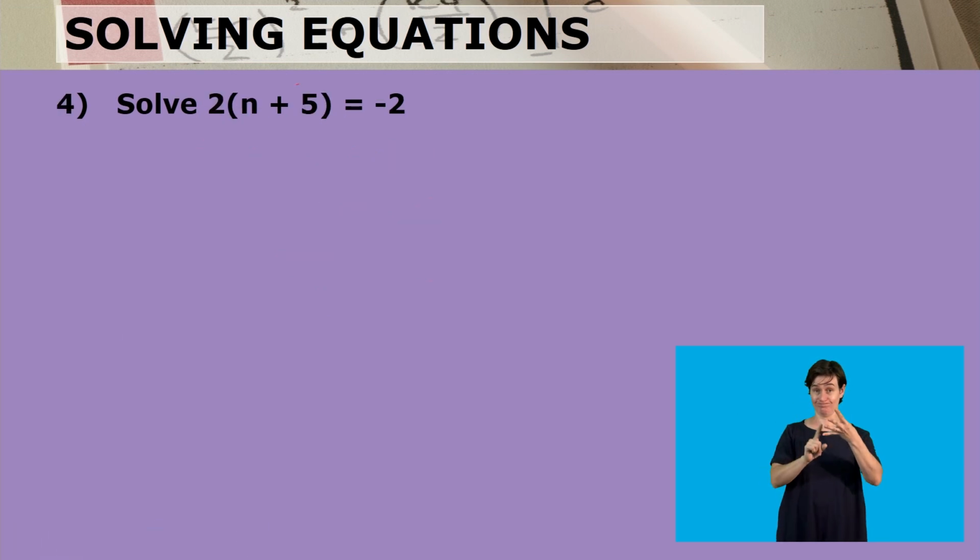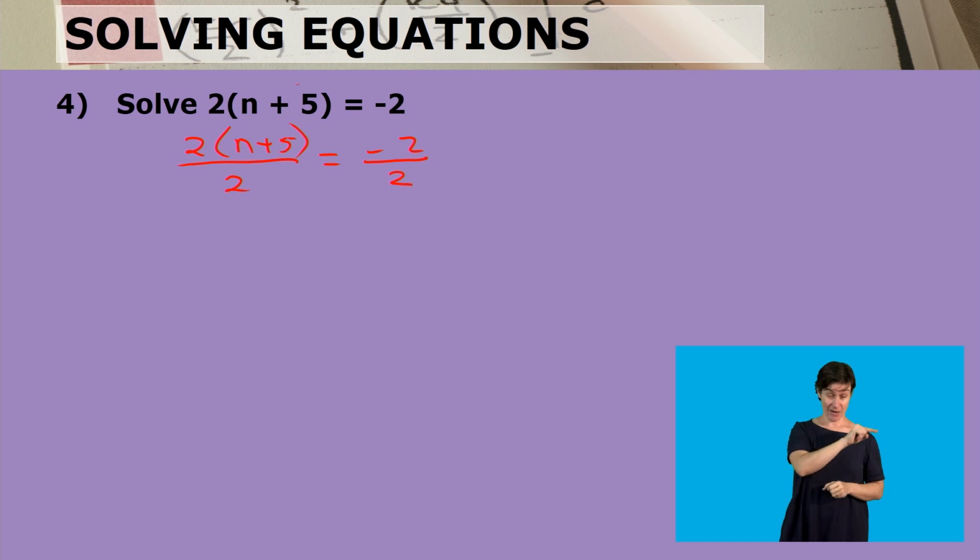And the next question. Solve the product of 2 and n plus 5, which equals negative 2. So let's write that out. 2 and the bracket that has n plus 5. Because the 2 is multiplied, the multiplicative inverse of 2 will be a half, which therefore means we divide by 2. And what we do on the left, we also do on the right. We'll also divide the right by 2. And then 2 divided by 2 is 1. Then the outcome would be n plus 5 on the left. And on the right-hand side, negative 2 divided by 2 would be negative 1.